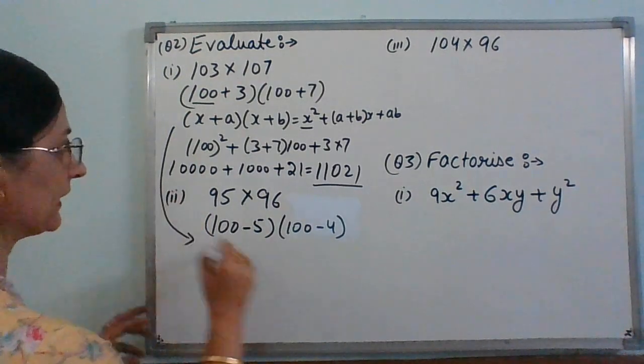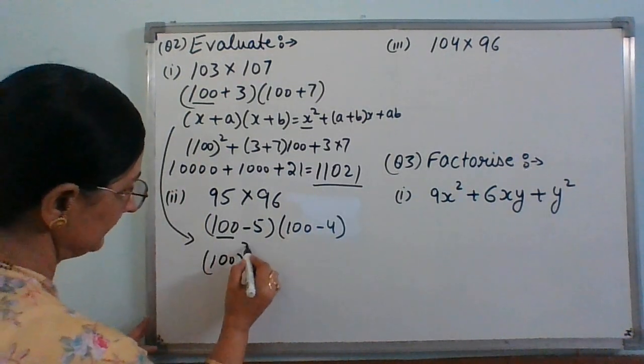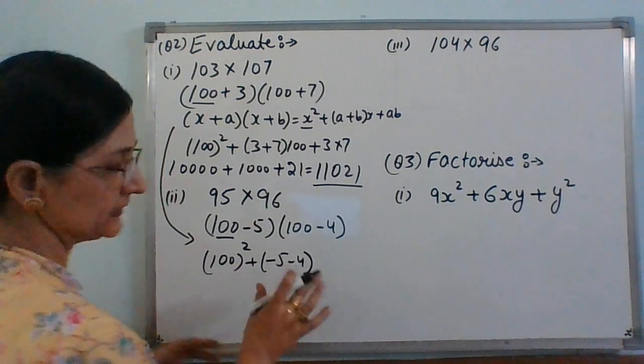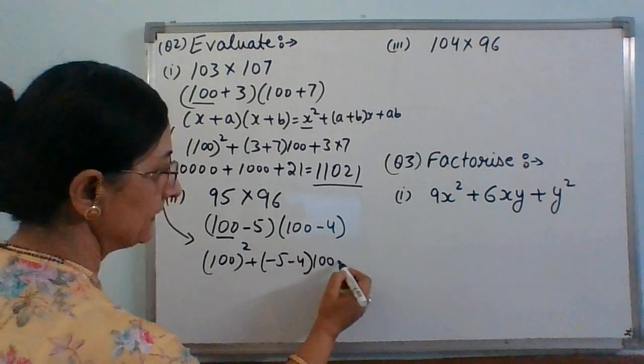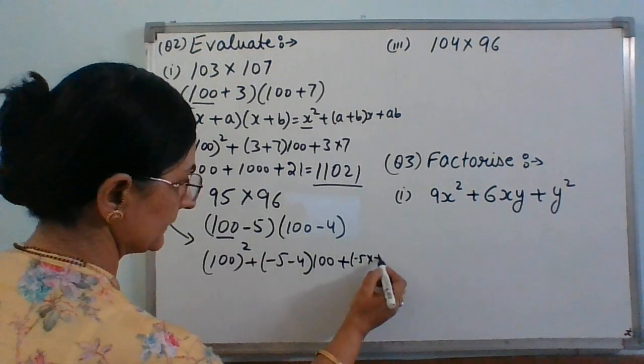So I'm now writing, you write this formula the same. In place of x we have 100. In place of a and b we have these numbers, writing them with the same sign here. Outside we write x, write 100, and multiply here minus 5 into minus 4.